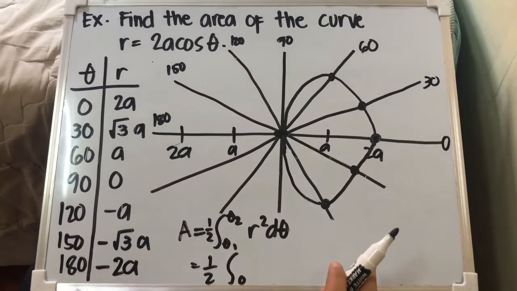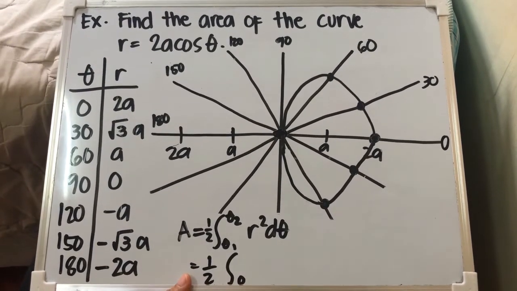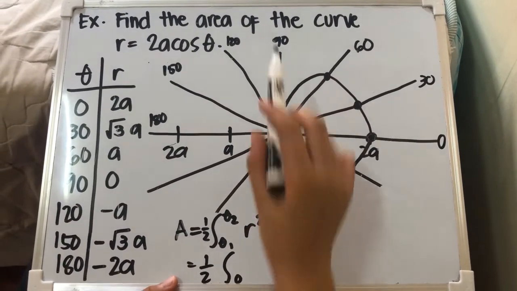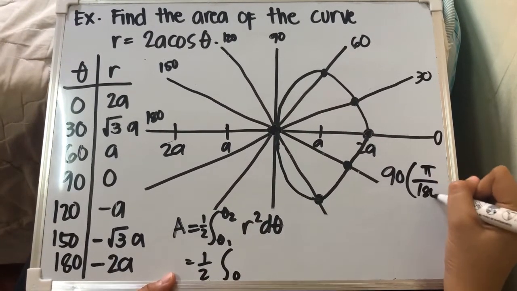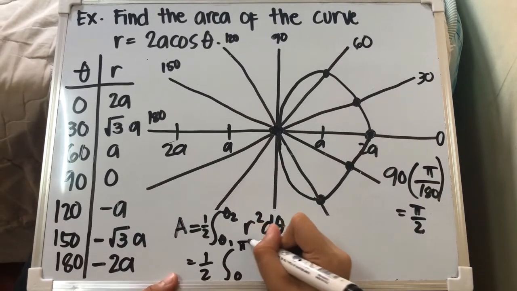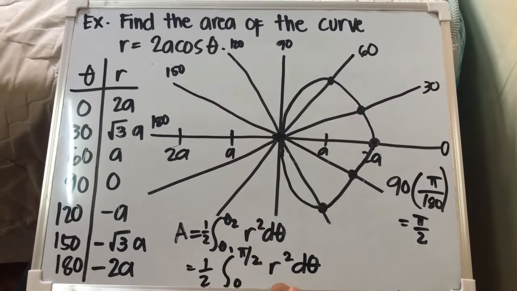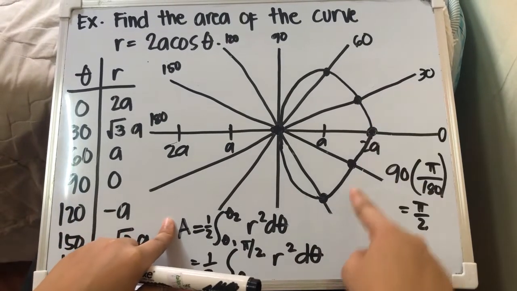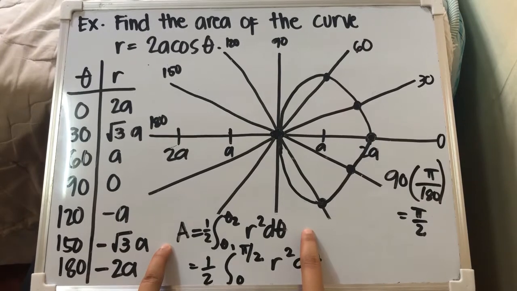But we have to convert our angle to radians, and we know from trigonometry that in order to convert our angle to radians, we have 90 times pi over 180. So that is equivalent to pi over 2. So our upper limit is pi over 2, and then we have our r squared d theta. And you also have to remember that this area is only for one quadrant, since our curve touches 2 quadrants, so we have to multiply this by 2 as well.